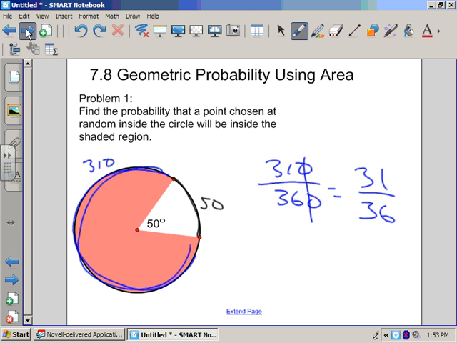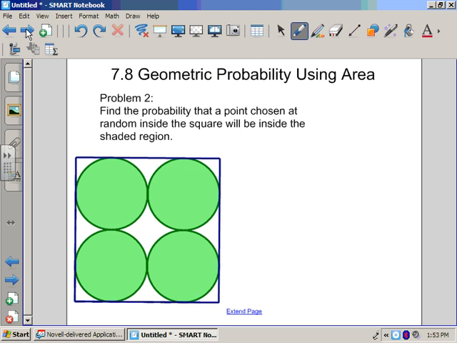Let's do something a little tougher. Find the probability the point chosen at random inside the square will be inside one of these 4 circles. Just like before, I don't have any units. I'm going to call this r. What's the area of my favorable region? Well, I've got 4 of these circles with radius r, so my favorable region is 4 pi r squared.